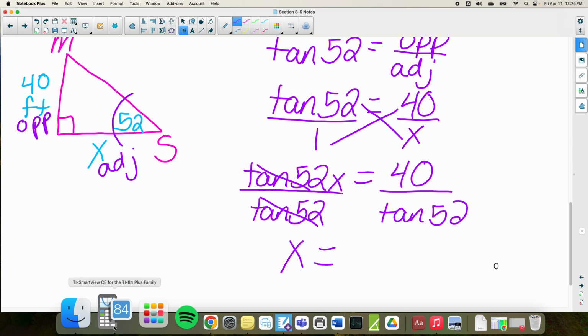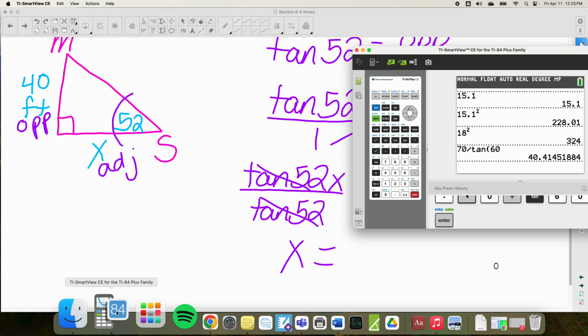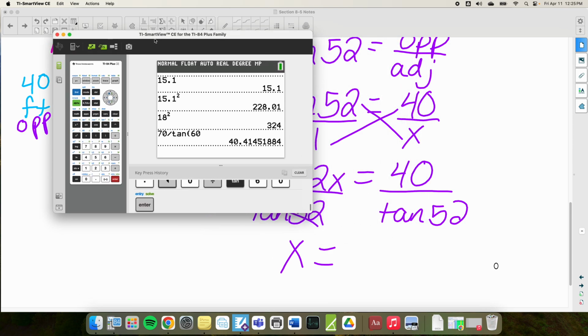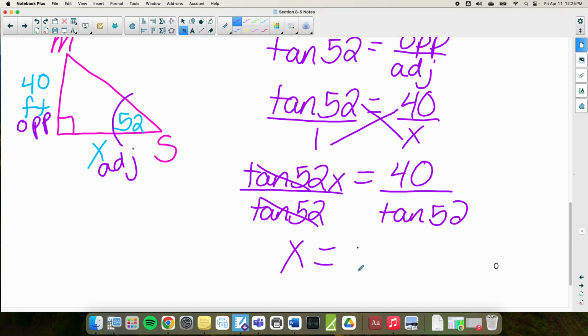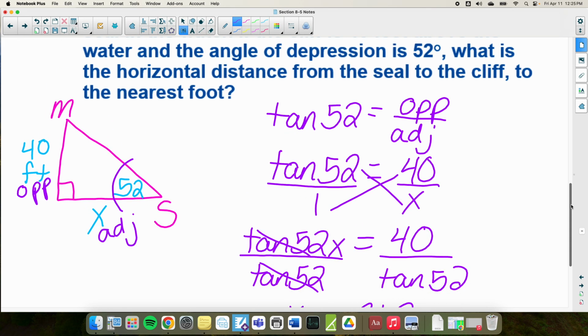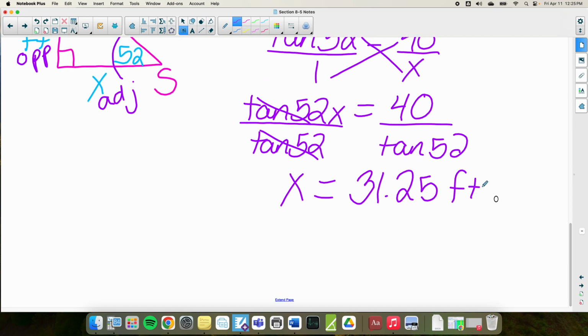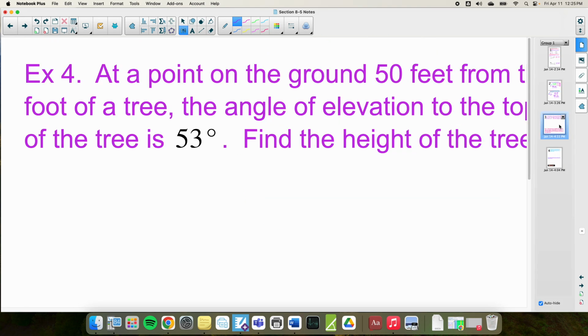Okay, so this is going to be 40 divided by tangent 52, and that is 31.25. And again, you're looking at what units are you in, and we're in feet. By the way, guys, it does not matter what they ask you to round to. You are always going to round to 2 decimal places, okay?